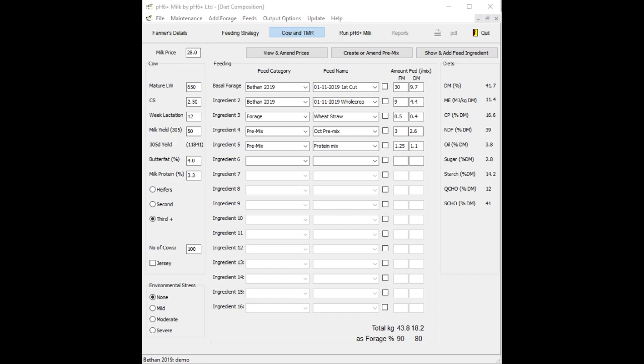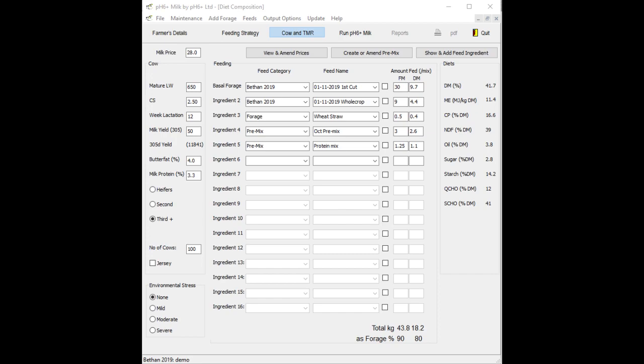On the left of the screen, we can find parameters related to the cow and her milk. CS is a condition score which is a measure of how fat the cow is. A score of 5, which is the maximum, would be an enormously fat cow. A score of 2.5, as selected, is normal. The next parameter, week of lactation, ranges from -5, which is a pregnant but dry cow, up to 40. Cow's peak yield is at week 12.